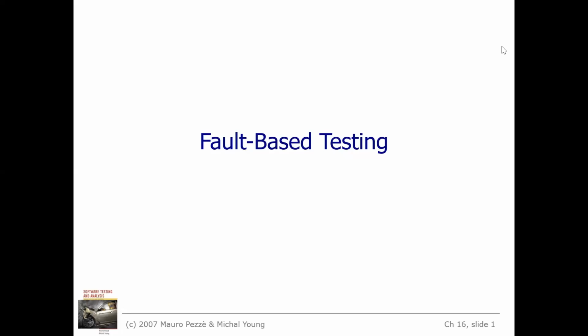We'll just move ahead. So this is a brief introduction about fault-based testing. So we'll check out what else we can find with respect to fault-based testing.